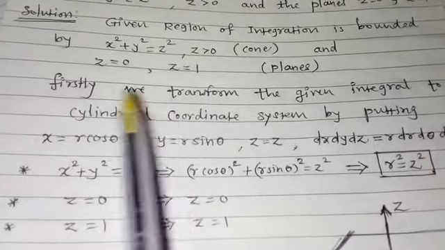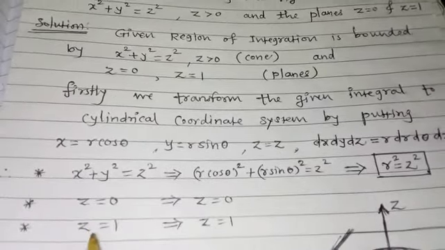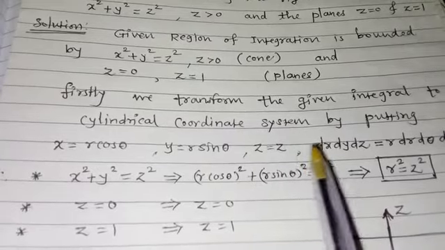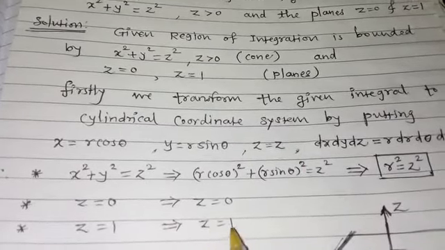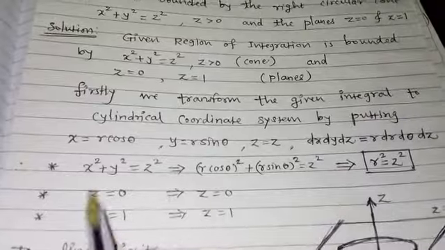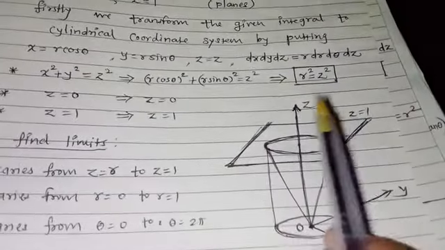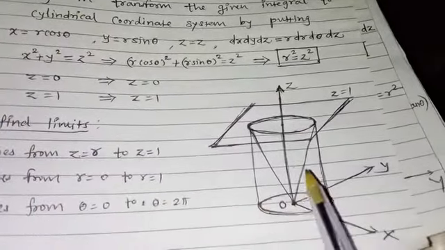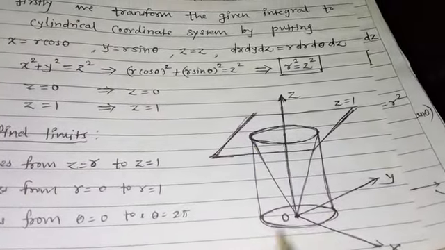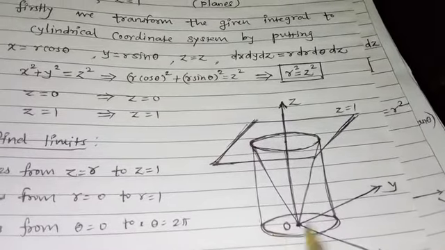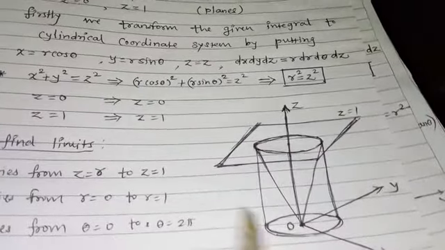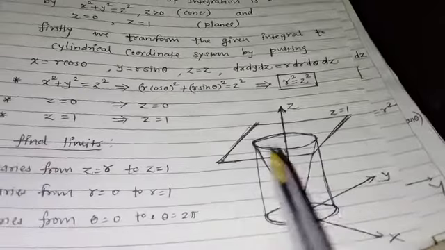From the other two equations, z equals 0 and z equals 1, they will remain as they are, because we replace z by itself. Now we observe this figure, which is drawn from these three equations. Here you can observe this is the cylinder, and this plane above is nothing but z equals 0, that means the xy plane. Using that we now find the limits.